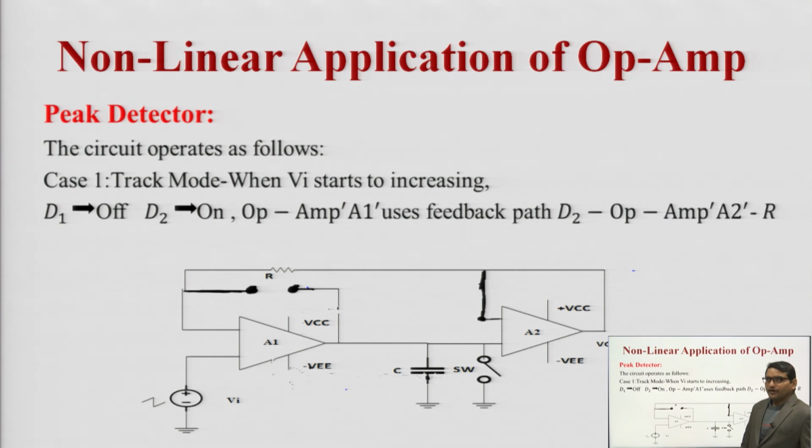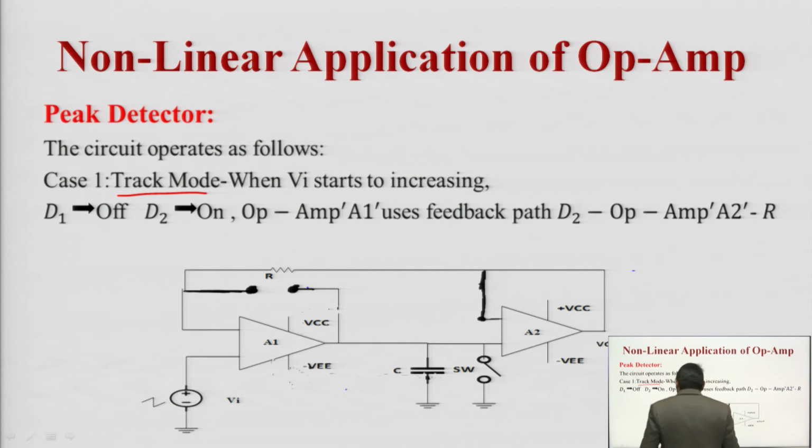Now, let us follow the operation of the peak detector. There are two operating modes of a peak detector: one is the track mode and the other is the hold mode. So, in track mode, here is the capacitor C, the switch, V out, V in.